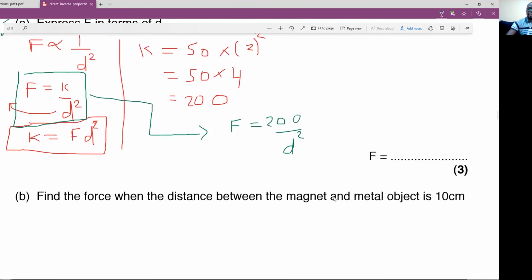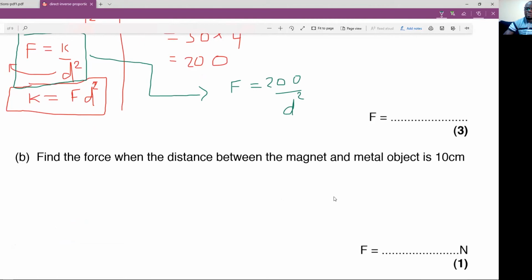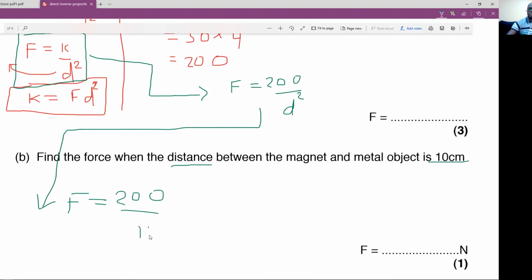Now, let's look at the second part of this question. It says, find the force when the distance between the magnet and the metal object is 10 centimeters. So you're given the distance. The distance is 10 centimeters. They want the force. So in such questions, you just borrow your formula. If I borrow this formula down here, I can find F. Given the distance is 10 centimeters, we'll have 200 divided by 10 squared. And then if you do that well, it will be 200 divided by 100 because 10 squared is 100. And as you can see, your answer is going to be 2 newtons.